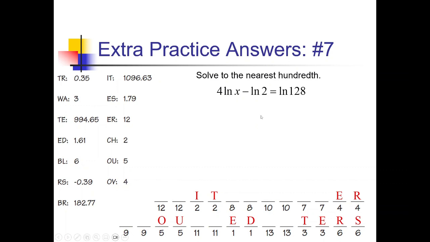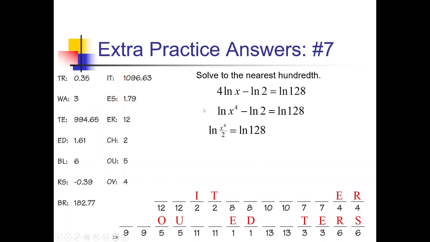For this one, I'm going to try to get it down to a single log on each side so that I can then raise e to both sides. On the left side, first though, I want to pop this 4 in as an exponent on the x, just so I don't have any coefficients out there. Now I can merge these two logs together. Since we're subtracting, we're going to be dividing the things inside. So I can rewrite the left side as ln of x to the 4th over 2 equals ln of 128.